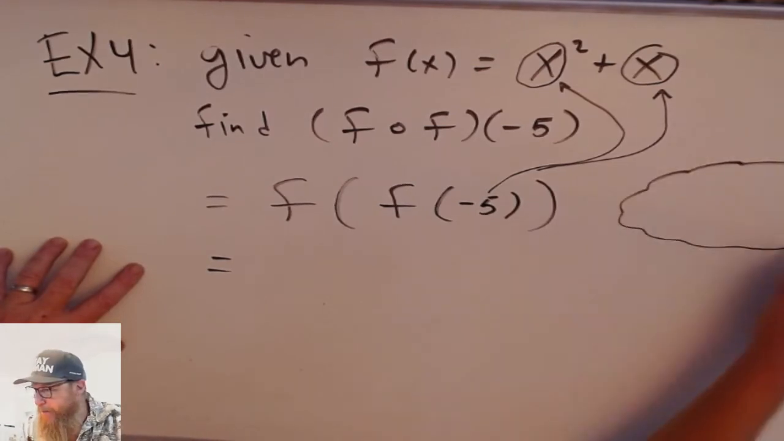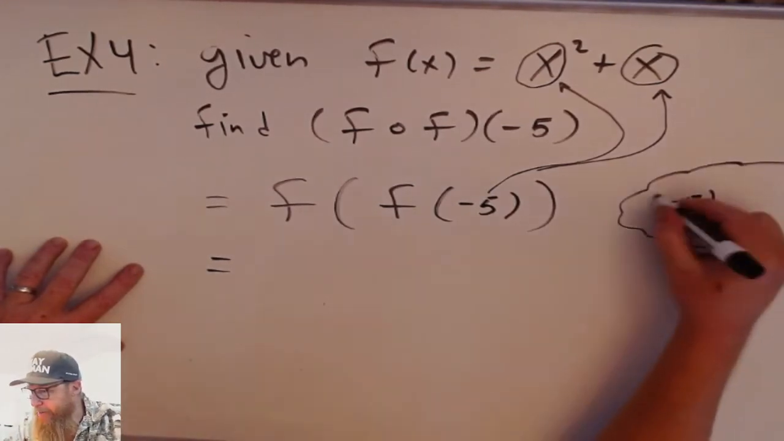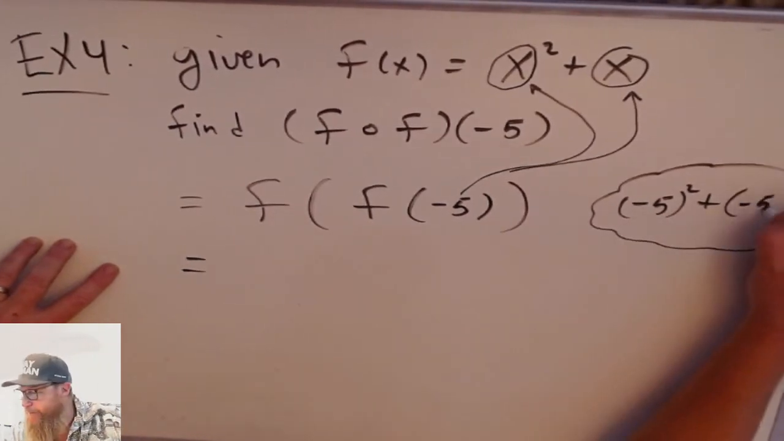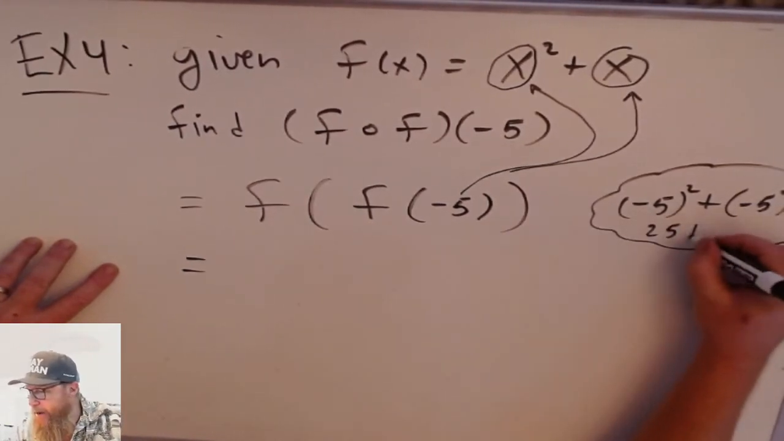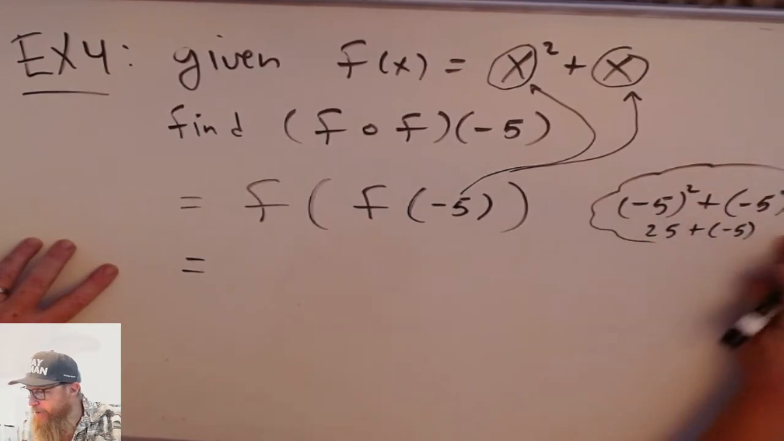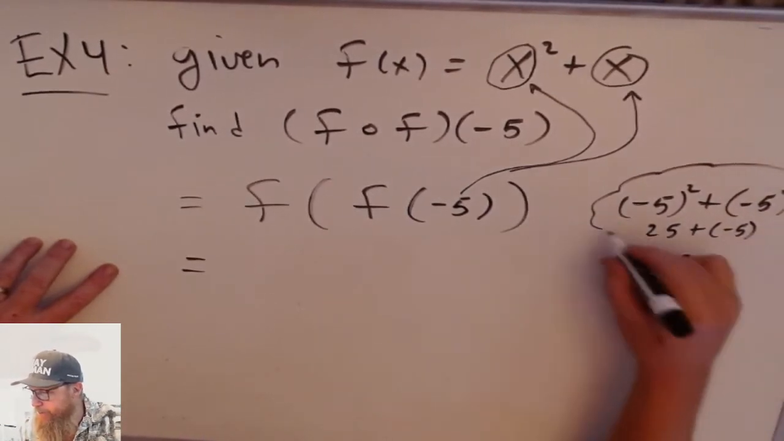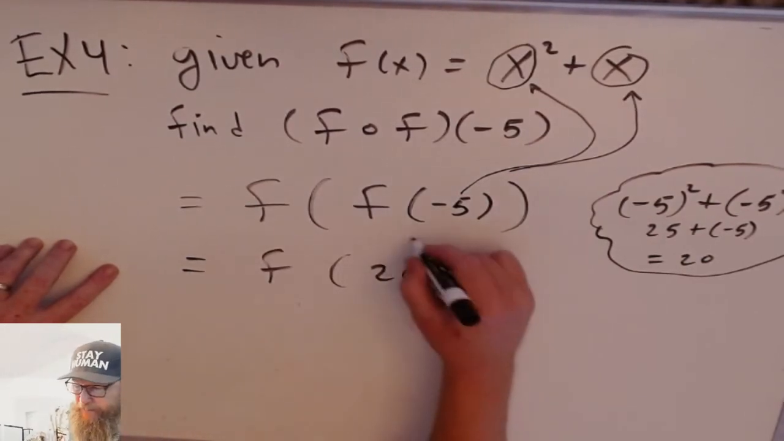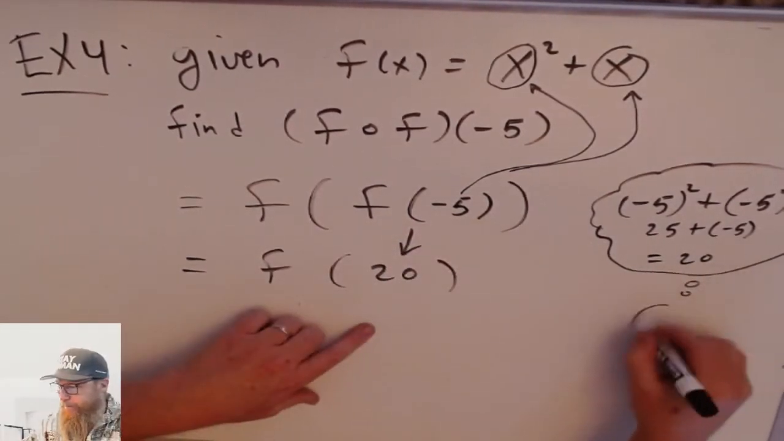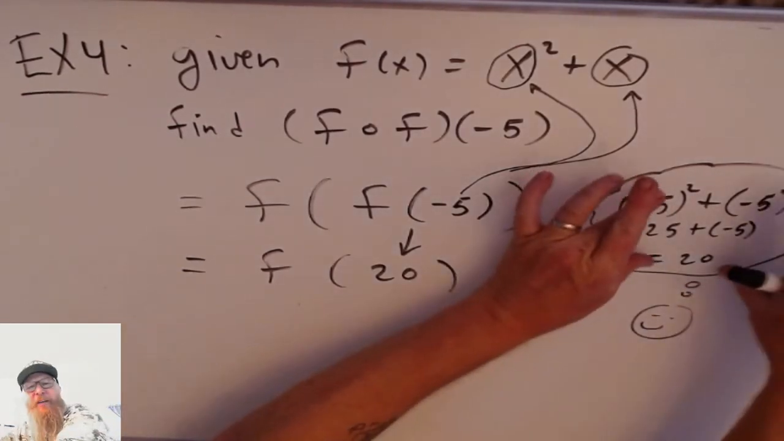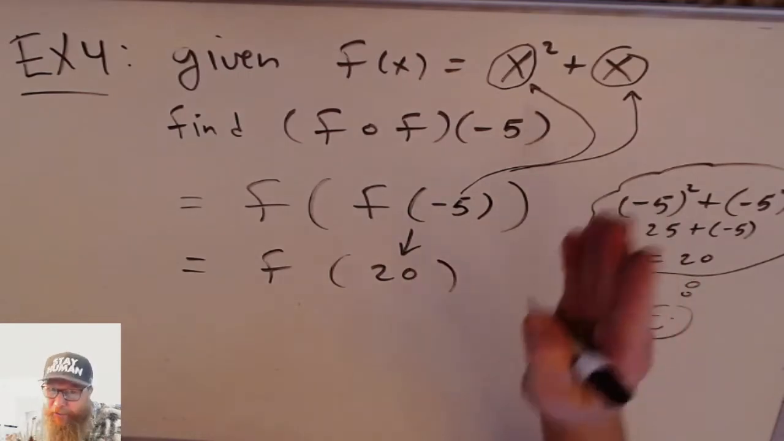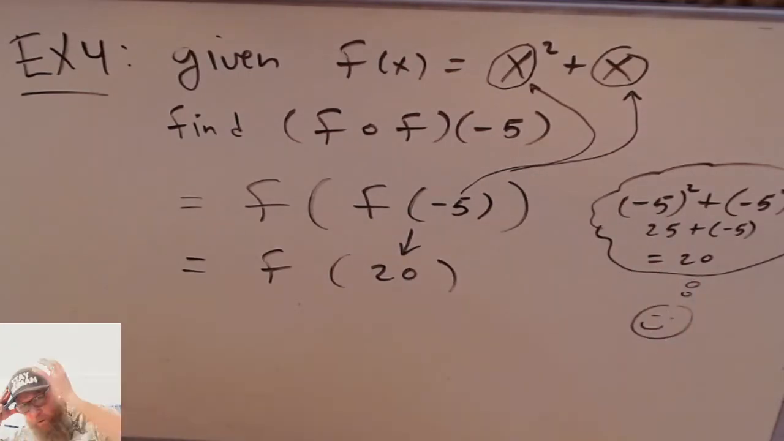I'll just do that with mental math. -5 squared plus -5. That's 25 plus -5, which is 20. You could try to fit all this calculation inside of these parentheses if you want. I usually use the margin of my paper, or if it's small enough, I'll just do it in my head.